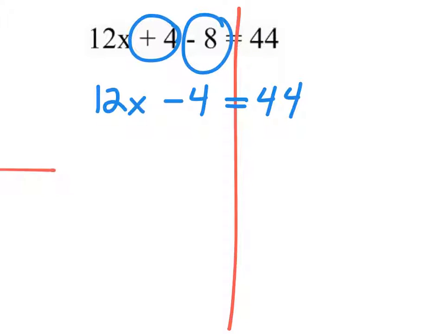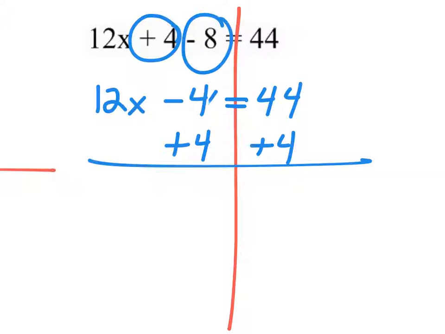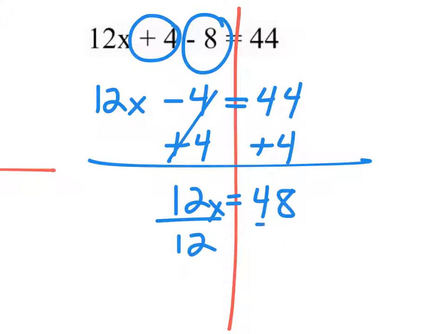Now I'm just going to solve it. Add 4. 12x equals 48. And then you divide by 12. 12 goes into 48 4 times. So x is equal to 4.